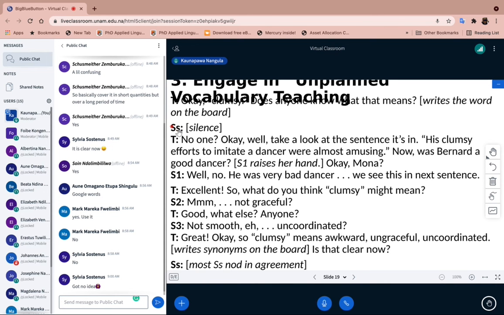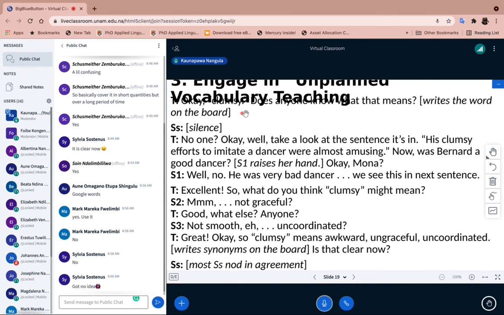The teacher goes, okay, clumsy. Does anyone know what that means? So the teacher asks, and then the teacher writes. As he or she is asking this question, he or she is also writing the word on the board. Does anyone know what this word means? Students are silent. Just like you guys, when I ask you questions, sometimes you're silent. And then the teacher says, so no one?